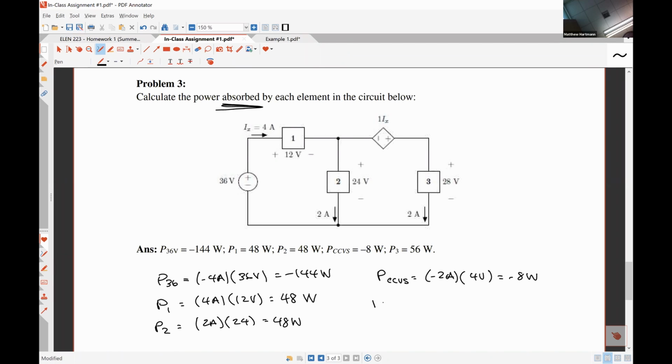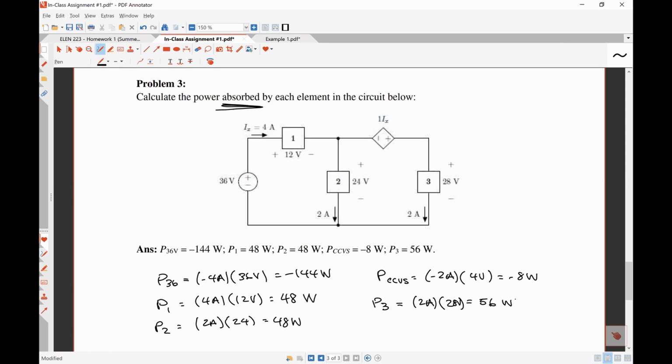And finally, for element 3, 2 amps flows into the positive polarity terminal of the 28 volts. So that's 2 times 28 volts is 56 watts. And so we could easily check all this if the sum of all of these powers is equal to 0. So just to make sure, 144, 48, minus 8 plus 56 is 0. So seems like we did everything correctly.